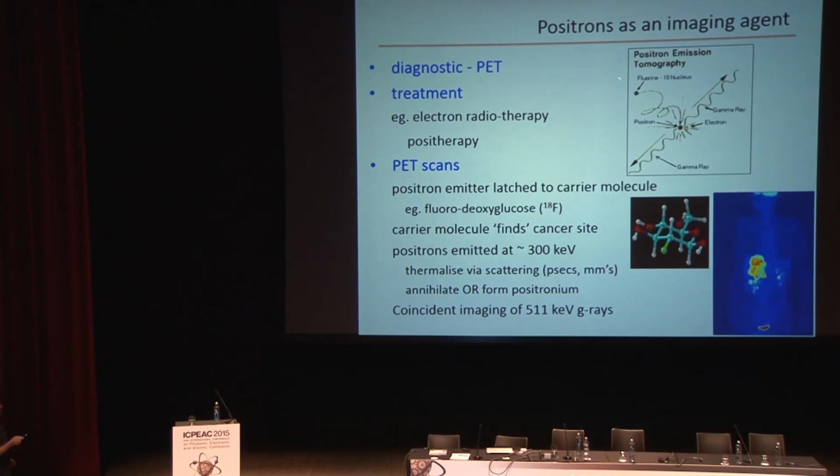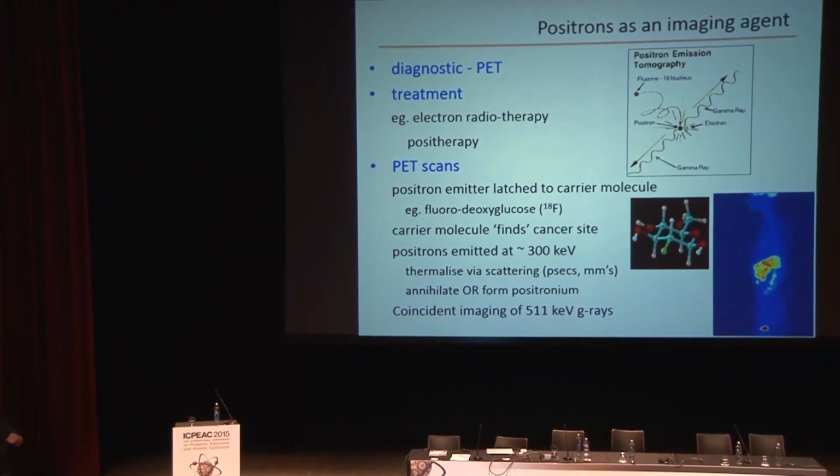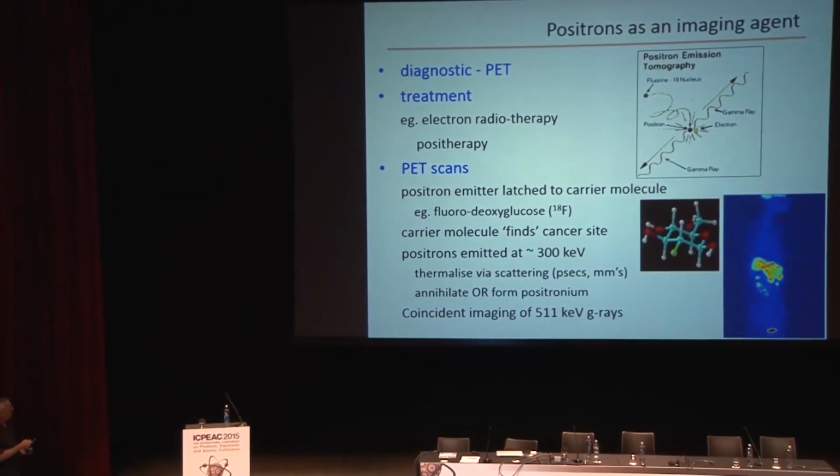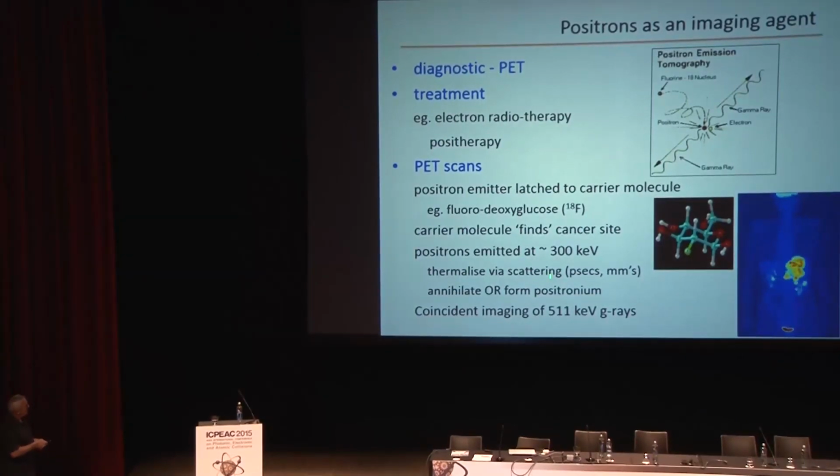And so the glucose attaches itself to those areas of high metabolic activity, taking with it the positron emitter. The positrons are emitted at high energy. They thermalize in the body through scattering until finally they're at low enough energies that they form positronium, most likely, and annihilate. And it's the two annihilation gamma rays that are picked up in these PET scans. And they can use quite sophisticated software to analyze what the point of origin of the gamma rays were. This thermalization via scattering takes place over the order of hundreds of picoseconds, and can be up to 15 to 20 millimeters depending on the nature of the tissue.